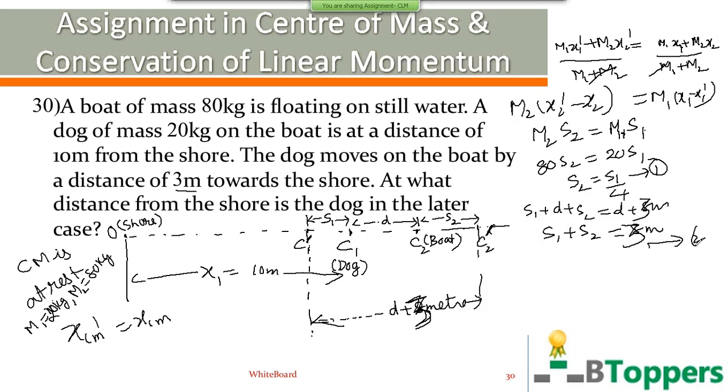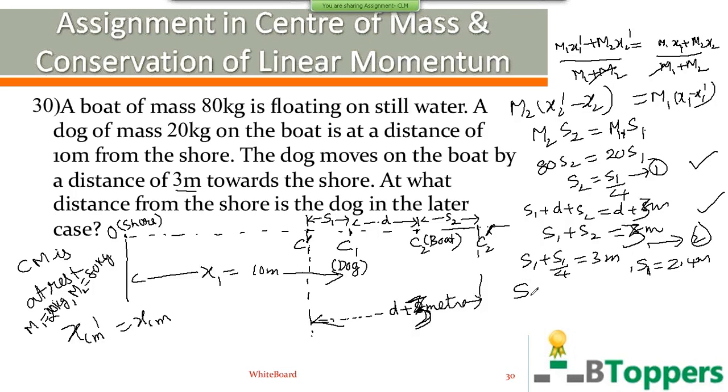Now you solve equations 1 and 2. You can substitute here S2 equal to S1 by 4. So you get S1 equal to 2.4 meters. That means the actual displacement of the dog with respect to the shore is 2.4 meters.